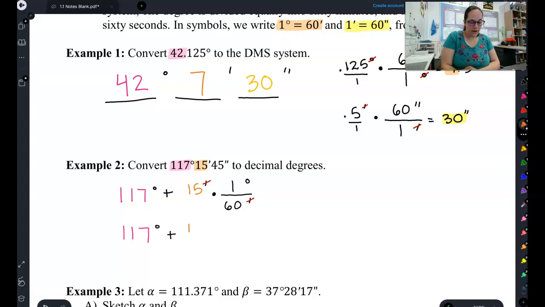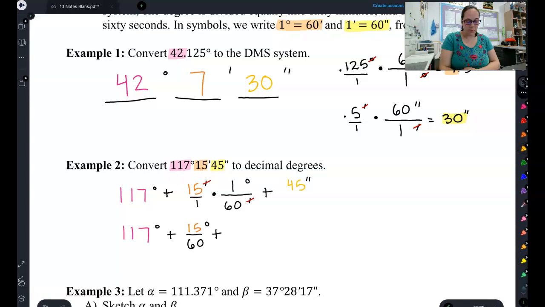So I multiply across, put that over my secret 1. 15 times 1 is 15. 1 times 60 is 60. And now this is in degrees because that's the only unit left over. So 15 minutes is 15/60ths of a degree. Now I want to deal with my seconds. So I have 45 seconds.